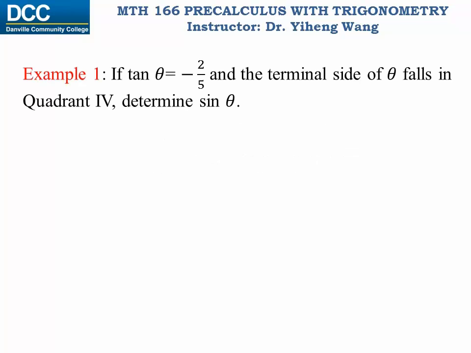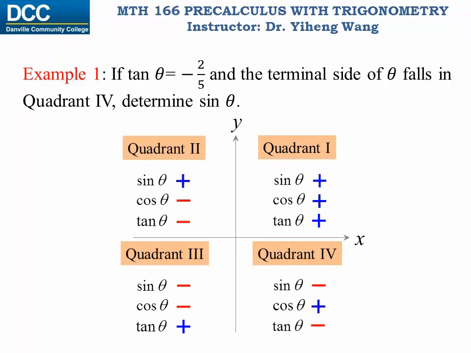Let's look at this example. If tangent theta is negative 2 over 5 and the terminal side of theta falls in quadrant 4, we need to determine sine theta. Since it is given that the terminal side of theta falls in quadrant 4, we can use this table and determine that sine theta is going to be negative, cosine theta is positive, tangent theta is negative.